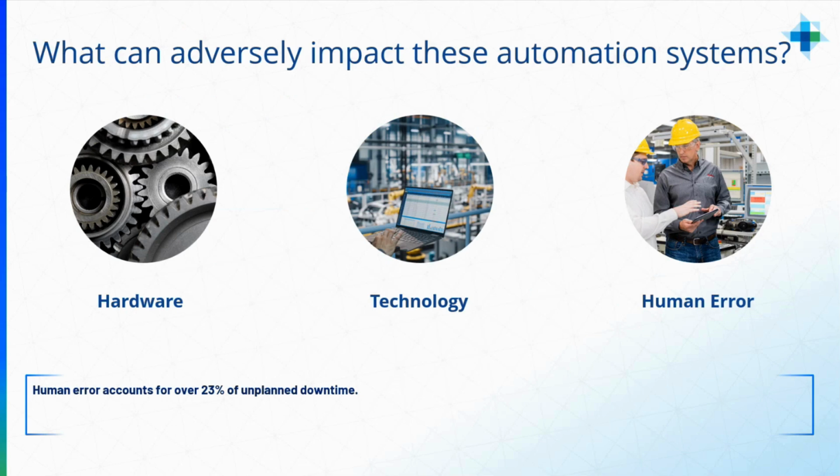And the last effect is human error, where human error accounts for over 23% of unplanned downtime. And without having the necessary auditing capability within your plant floor, you kind of have trouble tracking this human error and addressing the downtime that comes with something like human error.